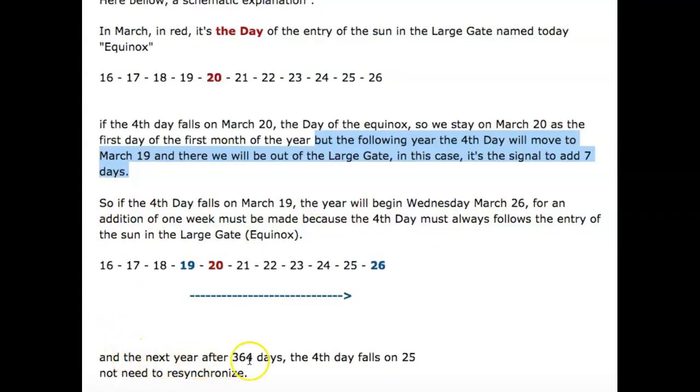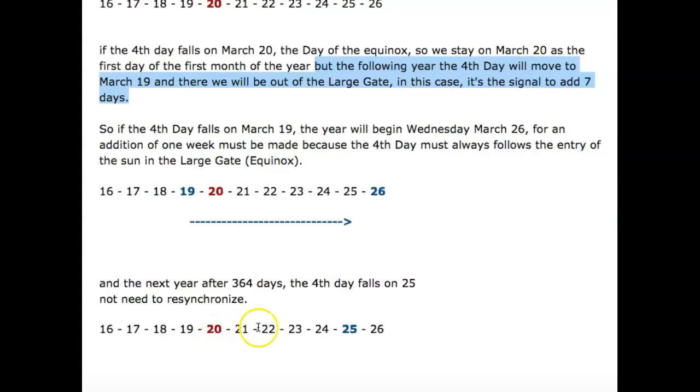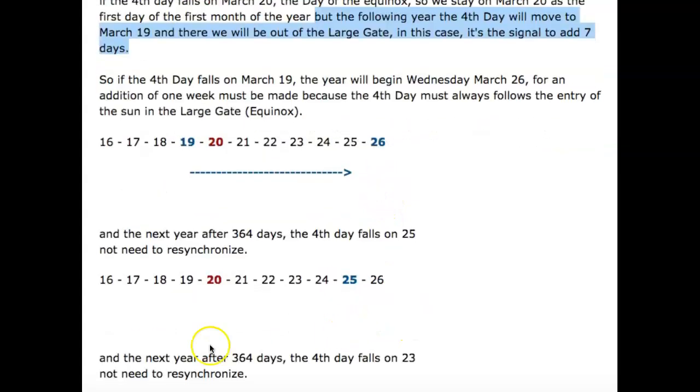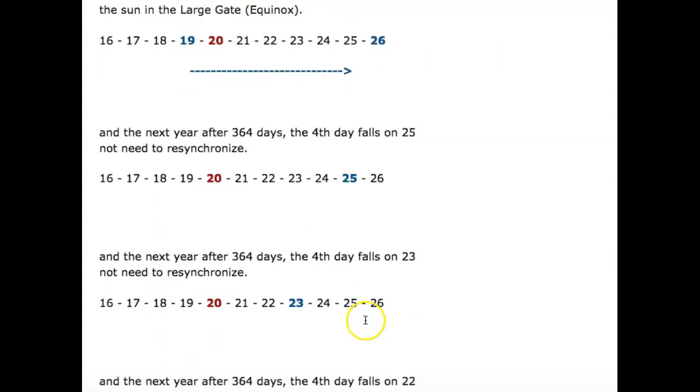And the next year, after 364 days, the 4th day falls on March 25th. No need to resynchronize, so it goes from here to here, as you can see. And after that 364 days, the 4th day will fall on the 23rd. No need to resynchronize, and it will fall on the 23rd instead of the 24th because of a leap year, as you can see right here.